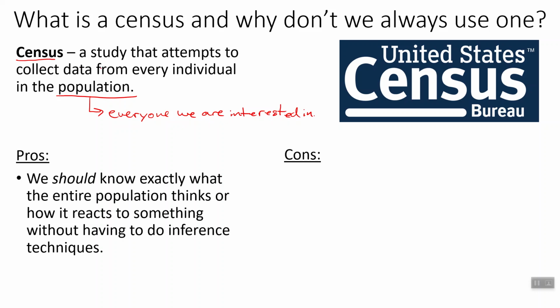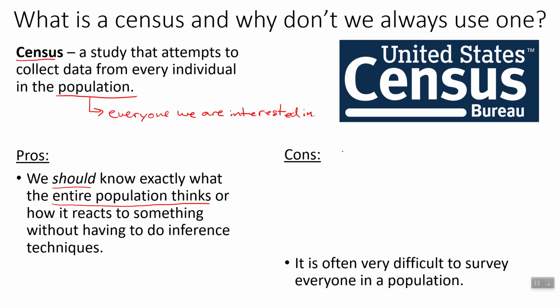So a census, they ask everyone that we could be interested in whatever questions we want to know answers to. So the pros of this is that we should know exactly what the entire population thinks or how they react to something. Like asking them a survey, we can find out what they think about something. All right, and the United States does this every 10 years. We're required by the Constitution to do a census, and it's happening this year in 2020. Hopefully you've already responded or your family has already responded.